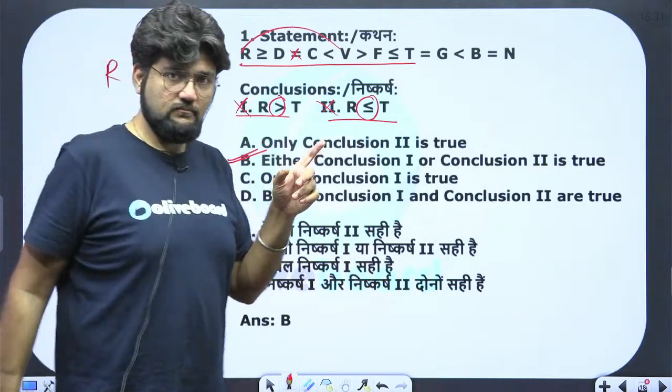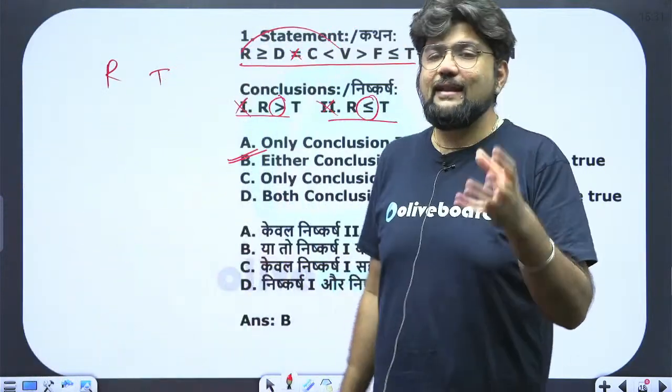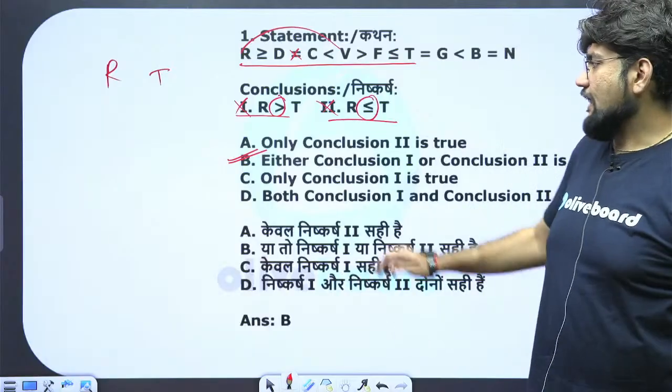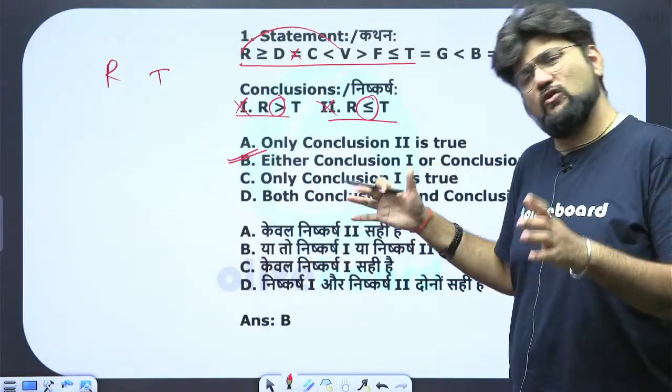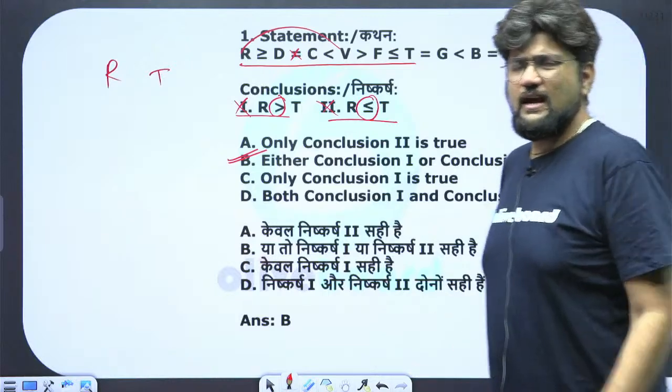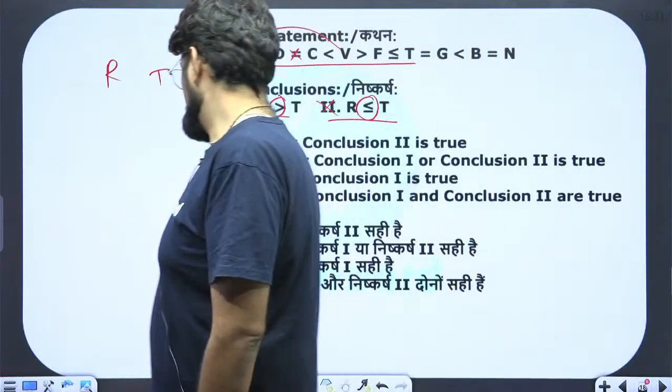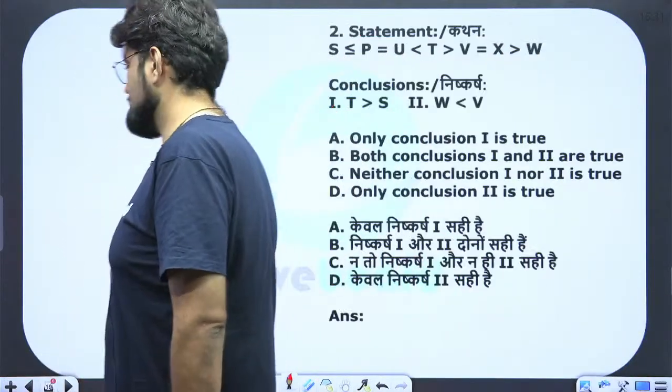When either or will be there in the options. If either or was not there altogether and I had neither nor here or none of the conclusions follow, then that would have been true. I didn't even have to check either or. Okay. Try this one now.